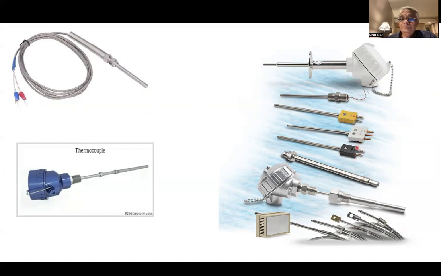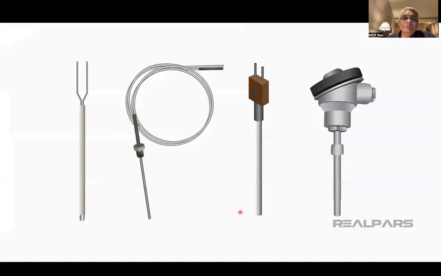You can see that they're different. It has really evolved in a big way. Typical thermocouples from this company, I've taken pictures from their website. So again, this is a very commonly used thermocouple for furnaces.